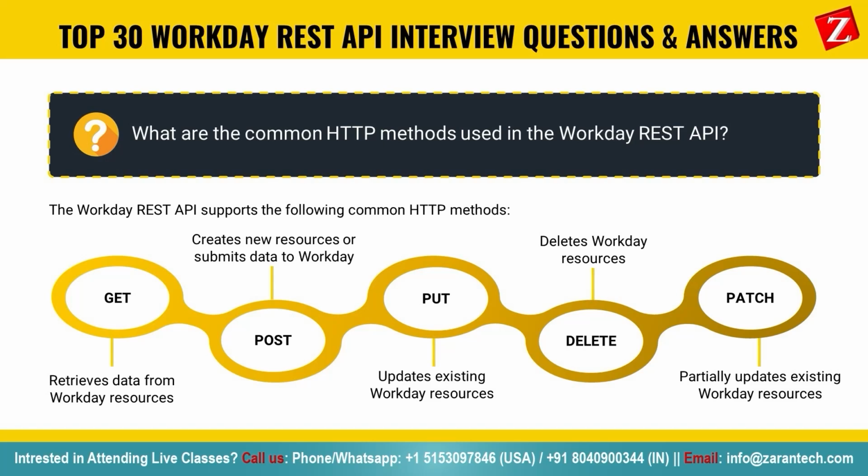Next, we have DELETE. As the name suggests, DELETE is used to delete Workday resources. For instance, if an employee leaves the company, you would use the DELETE method to remove their record from Workday. Finally, we have PATCH. PATCH is used to partially update existing Workday resources. This means you can make small changes to a resource without having to resend the entire dataset. For example, if you only need to update an employee's job title without altering any other information, you would use the PATCH method to make that specific change.